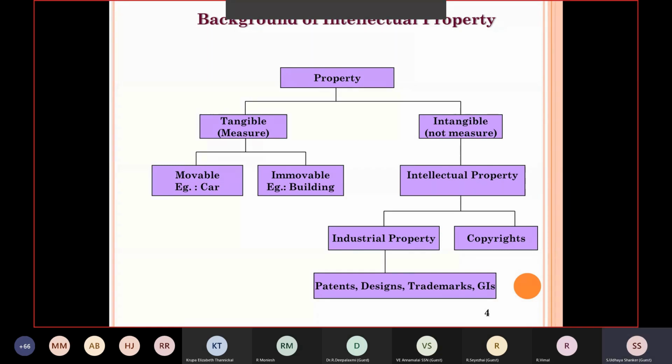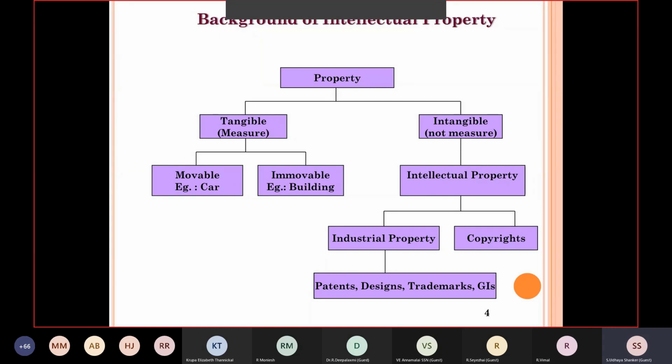For example, suppose I am claiming this is my car. What documents do I have? What evidence do I have? The RC book. My name is written in the RC book, so I am the owner of the car. My name is written in the legal documents claiming that this building, house or land belongs to me.